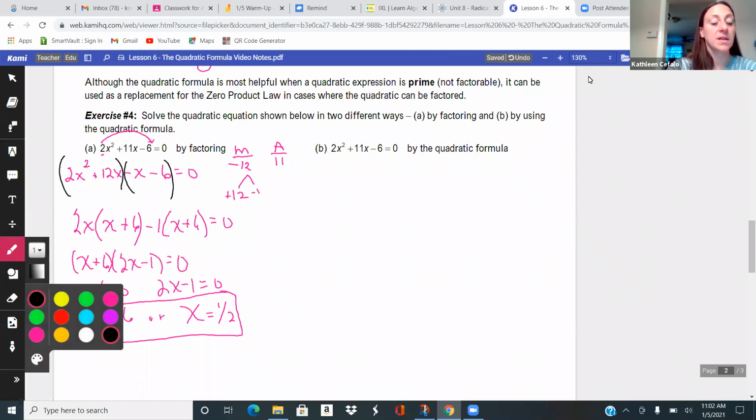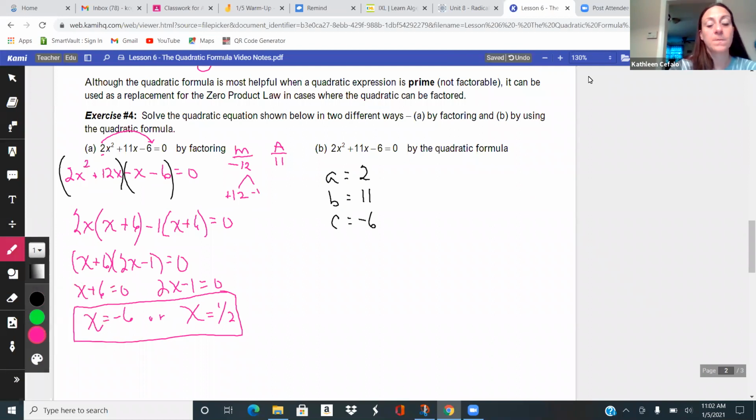Okay, so we start off by saying identify our A term and our B term and our C term. So our A value is 2, our B value is 11, and our C value is negative 6. And then we plug it into the formula. Okay, so we have x is equal to negative b plus and minus the square root of b squared minus 4 times A times C all over 2A. And now we're going to simplify.